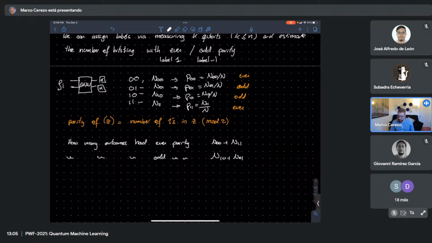And essentially now we just assign the label depending on which one had the most, right? Which one had the largest number of bit strings at the outcome. And that's the way that we're going to do this.